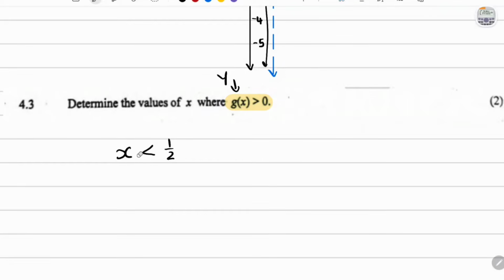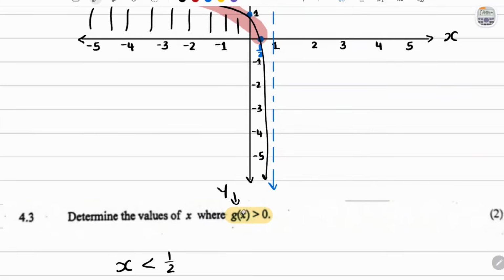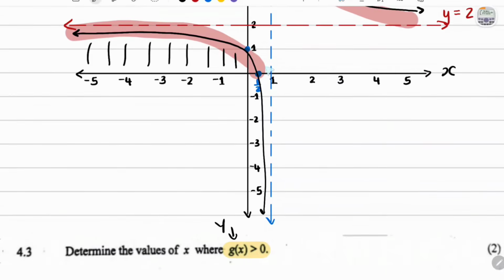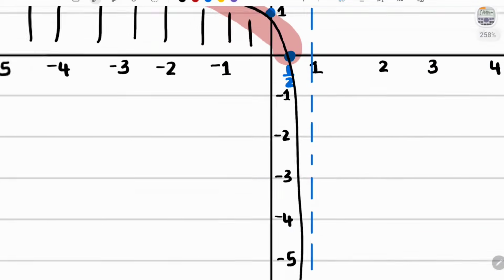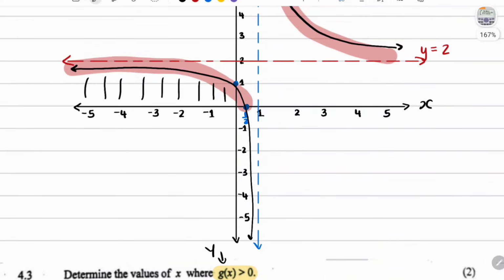Now, I don't have to say less than or equal to here because they only ask for where g of x is greater than 0, not equal to 0. At a half, g of x is equal to 0 because it has a y value of 0 there. Okay, so for that wing, we're done.